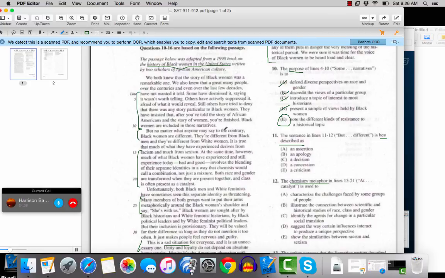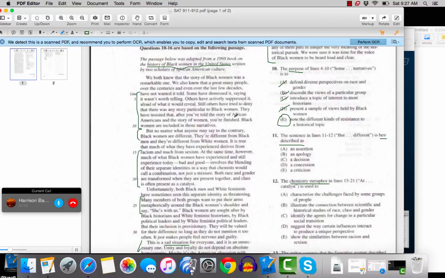Now, what I'm going to do here is, rather than jump straight into 11 to 12, I just want to take 2 seconds to recap what I've read so far. So far, this is about the history of black women, and there are a lot of people who haven't wanted their story told. Okay, so that's what we know so far. And then, how would we best describe this sentence? So people haven't wanted their story told, but now I'm reading 11 to 12. No matter what anyone may say to the contrary, black women are different. And then it goes on. They're different from black men and they're different from white women.